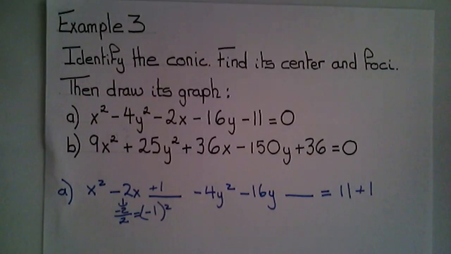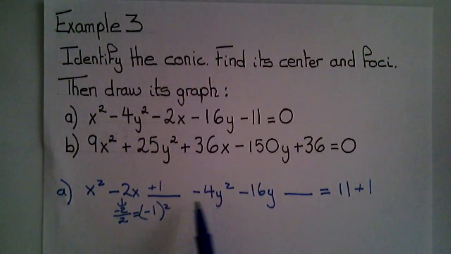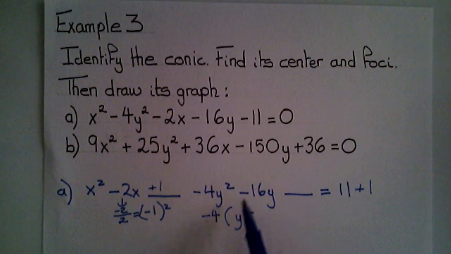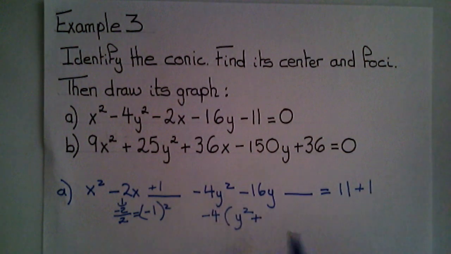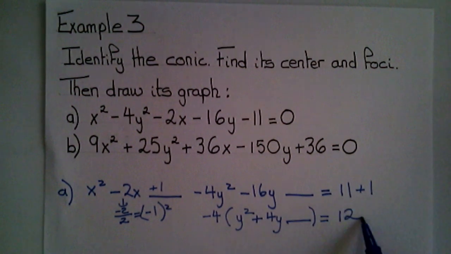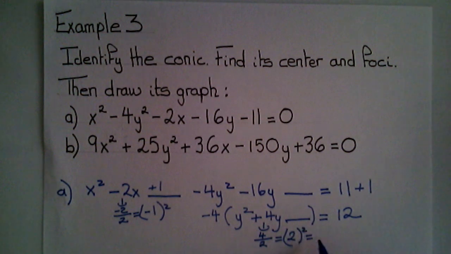So that's fairly easy on that side. Now, here I've got a negative 4. So I'm going to factor out the negative 4 first. So I'm left with y squared, and if I factored out a negative, this makes this positive 4y is equal to 12 here. Okay, so now I'm going to take 4, divide it by 2, that's equal to 2, 2 squared is equal to 4. So that's 4.